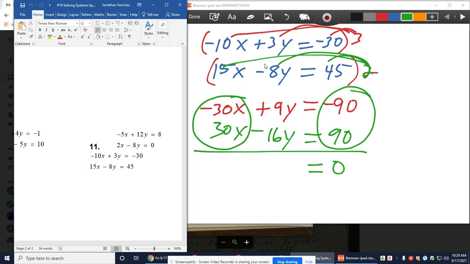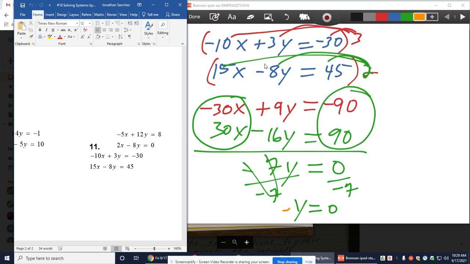Negative 30x plus 30x goes away, that's 0. And so now I have 9 minus 16. So it's going to be negative, and then 16 minus 9 would be 7, which doesn't really even matter because I got a 0 on the right side. So now I just divide by negative 7, cancels, and y equals 0.